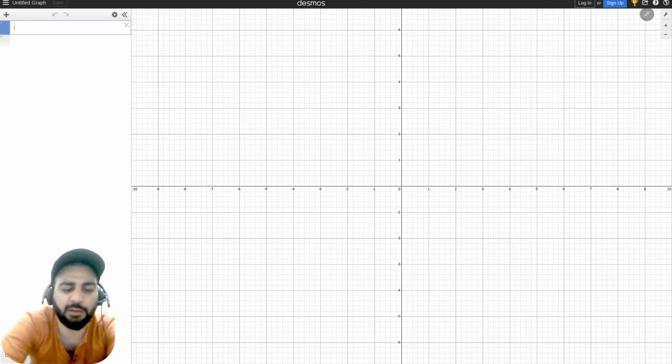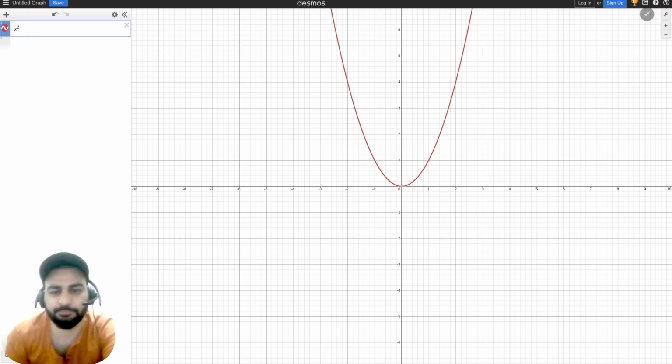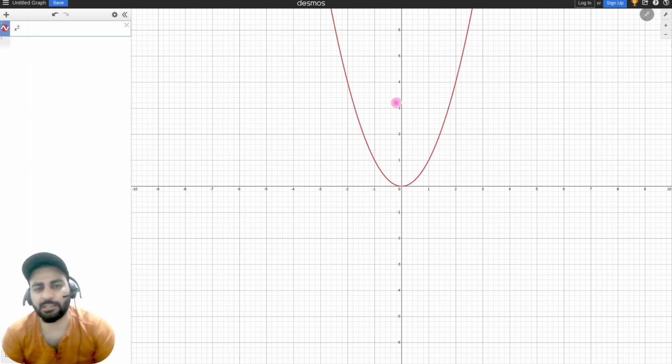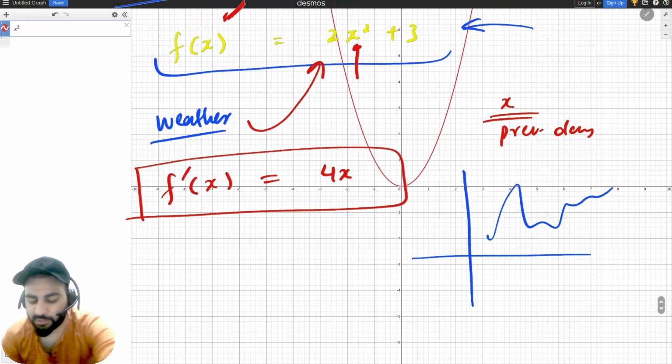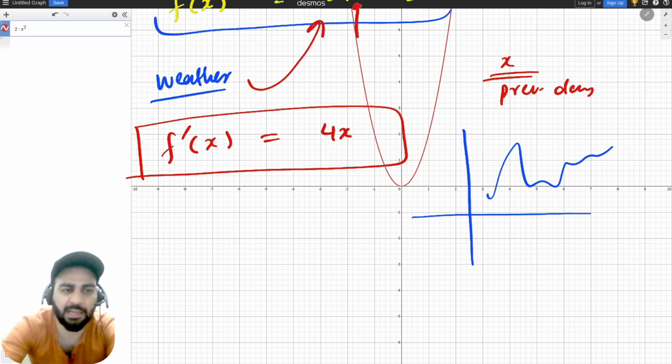So if I have to graph x square, so this is the function. Over here you can see that this is the function of x square. So this basically is in one variable. You can just change the x and you can get the value. So if the function that I wrote is 2x square plus 3, this is the function 2x square plus 3. Okay.